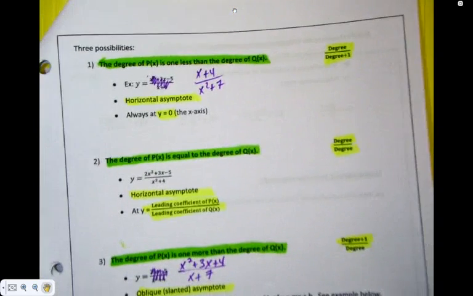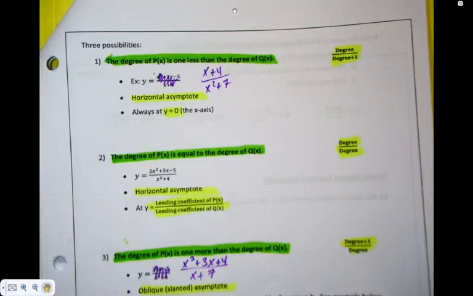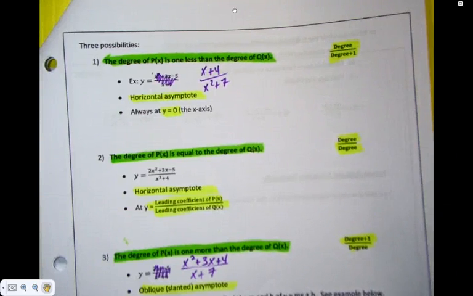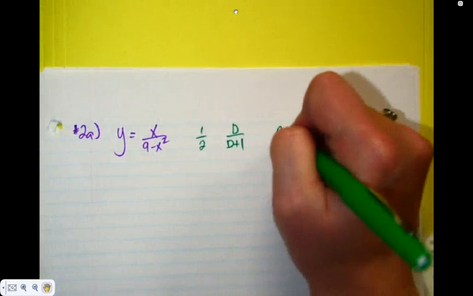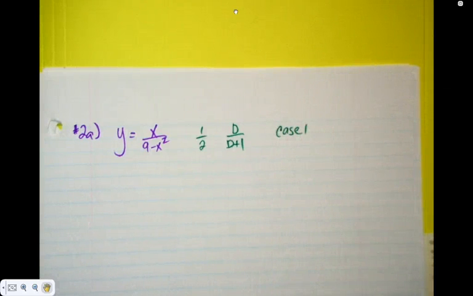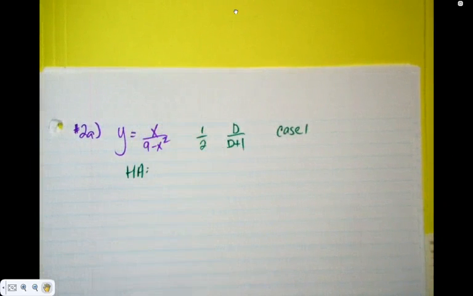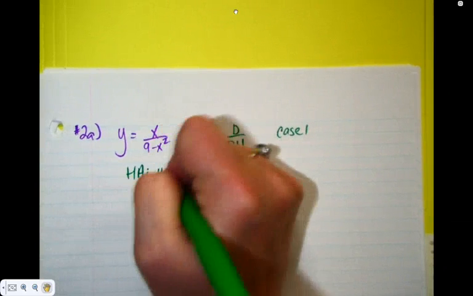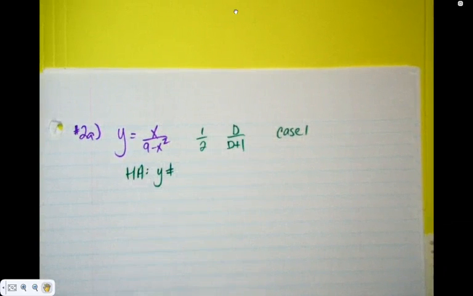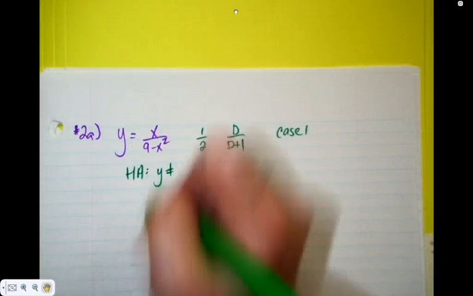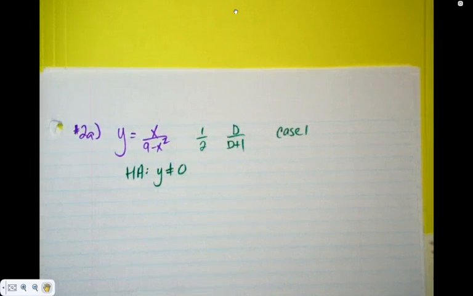Go back to this little table here. Is that case number 1, case number 2, or case number 3? That is case number 1. And you don't need to write this out. I'm just walking you through the thought process. If it's case 1, that tells you it's a horizontal asymptote, not an oblique asymptote. And it tells you where it is. It's y equals 0. That's it. That's all they want for the first question.